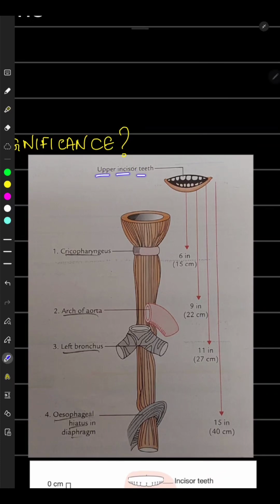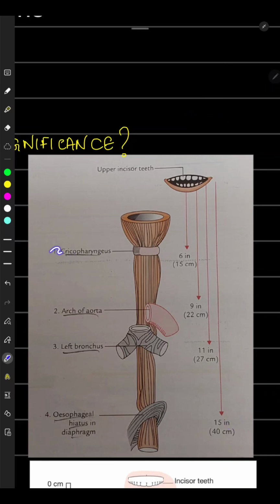We take a fixed point as the upper incisor teeth. Why not the lower incisor teeth? Because the mandible is always moving, right? That's why the upper incisor teeth is the fixed point. From that, the ratio is 6 is to 9 is to, it's just a mnemonic, 11 is to 15. We don't have 13 here. So 6, and we don't have 7, 6 is 9, and again 11 is to 15.